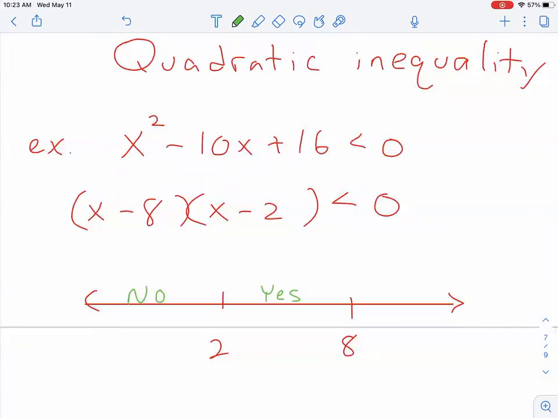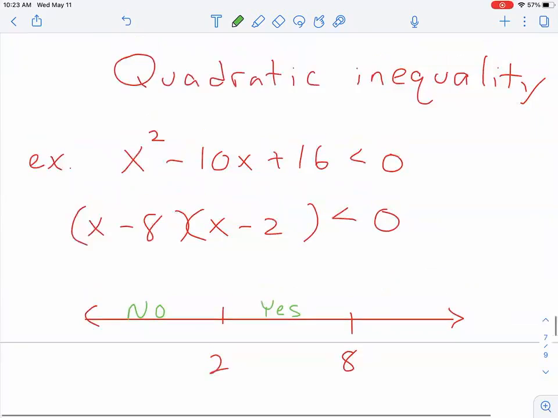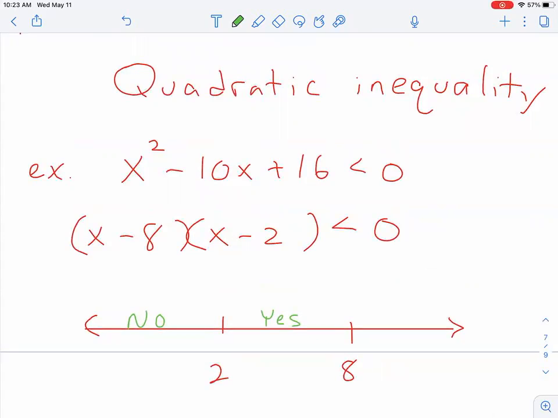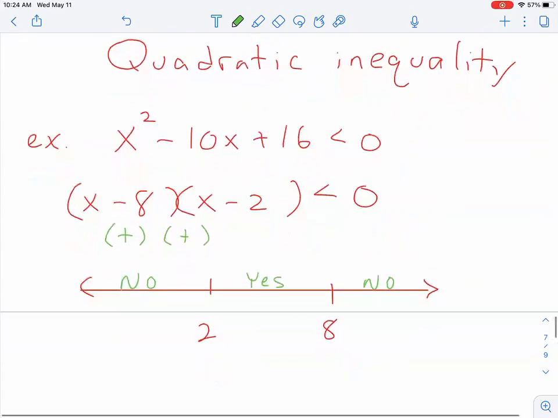And then we'll pick a number to the right of 8. Any number. It could be 9, could be 10, could be 1,000,000. But if I pick 10, let's say, 10 minus 8 is a positive number, and 10 minus 2 is a positive number. And a positive times a positive is not less than 0. So that region does not work.